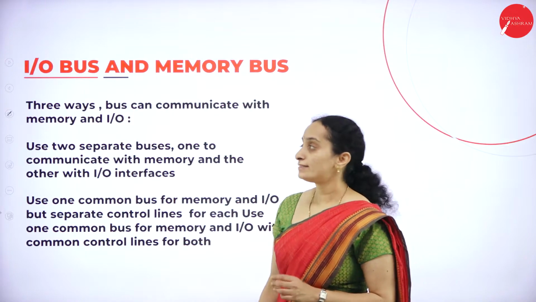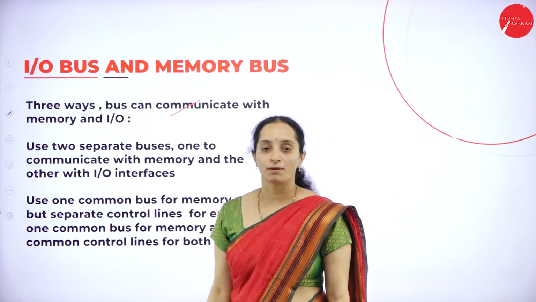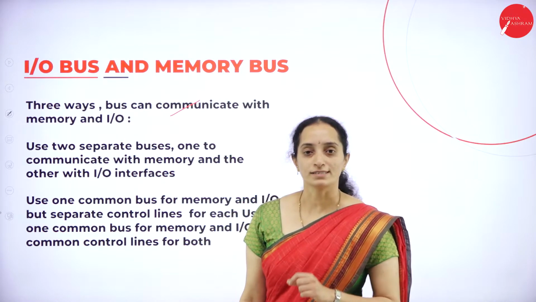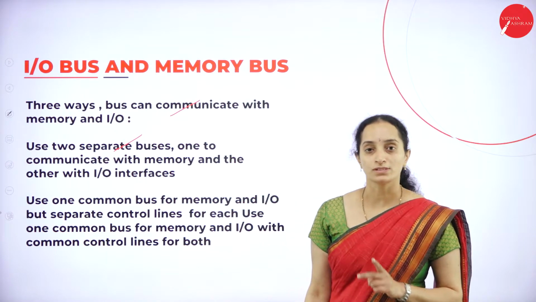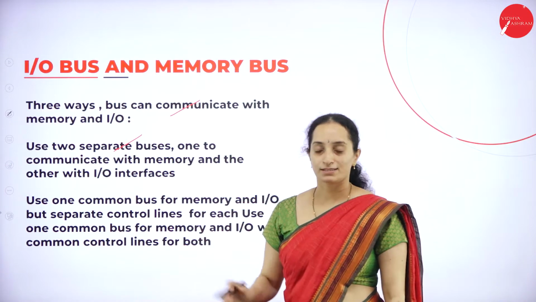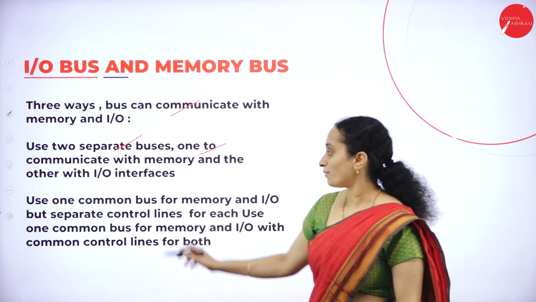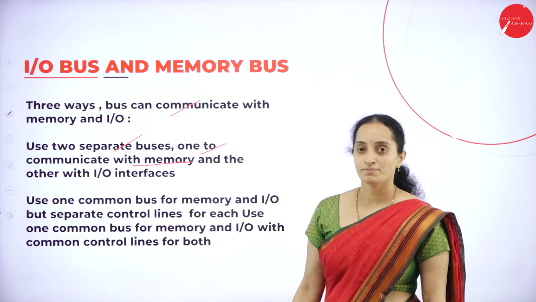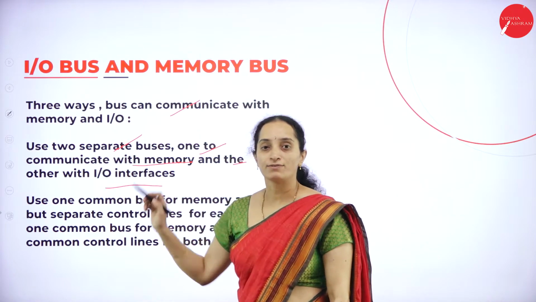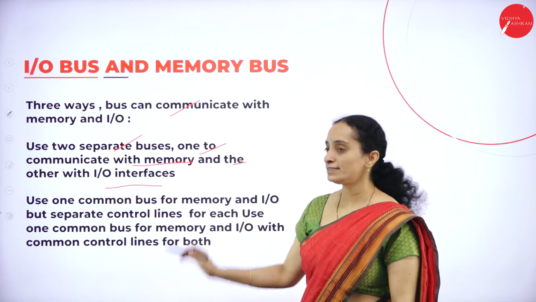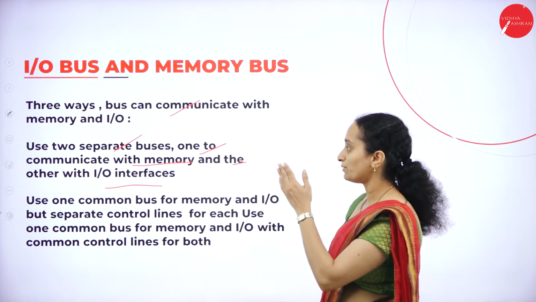Alright, there are three ways by which a bus can communicate with the memory and the I/O. How is it communicating? Firstly, it uses two separate buses. There is no single bus. It uses two separate buses. One is to communicate with memory, and the other with the I/O interface. That is, CPU to I/O and CPU to memory.